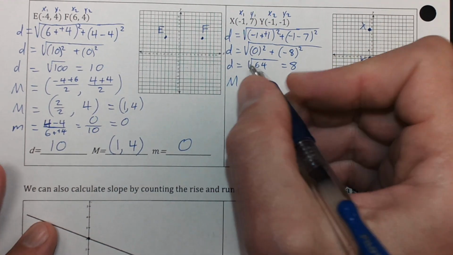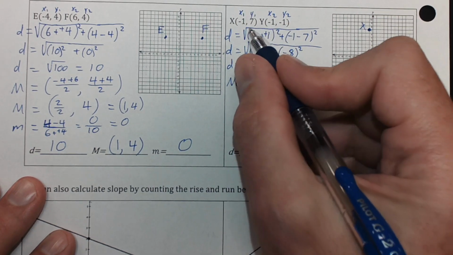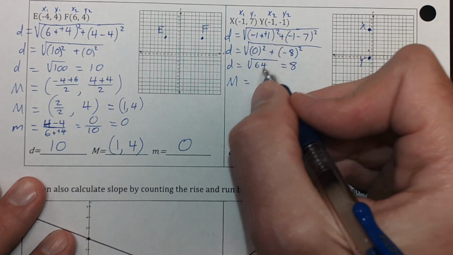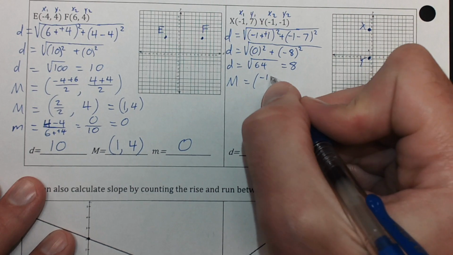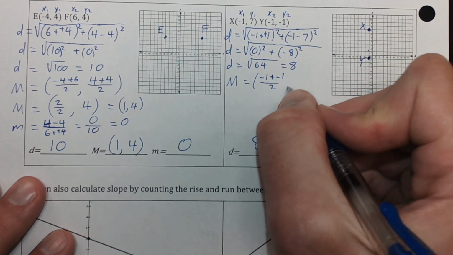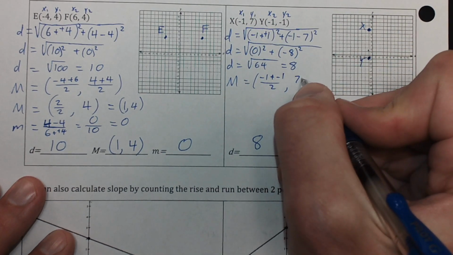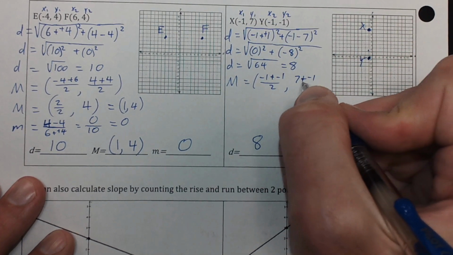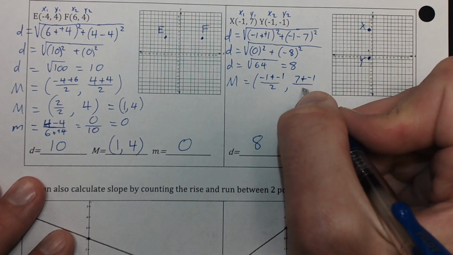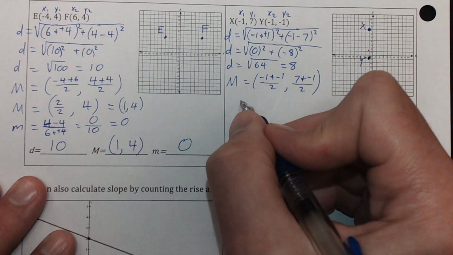What would be the midpoint? The midpoint would be the sum of your x's divided by 2, which is just the average. So that's -1 plus another -1 over 2, and the average of your y's, which is 7 plus a -1, or you can just say 7 minus 1, whatever you want, over 2. So what does that come out to be?